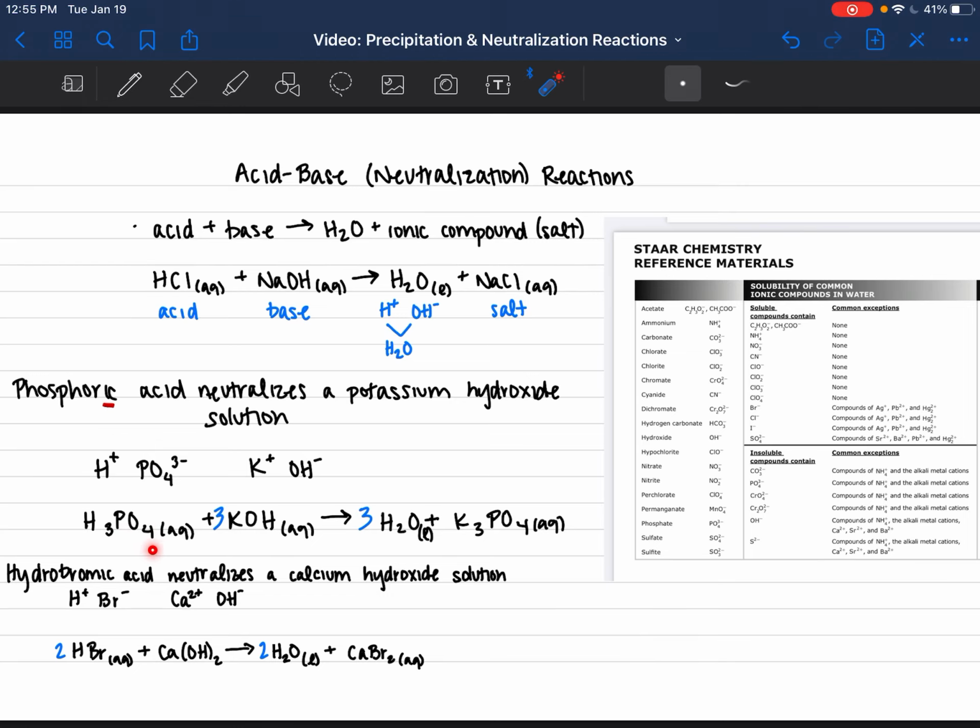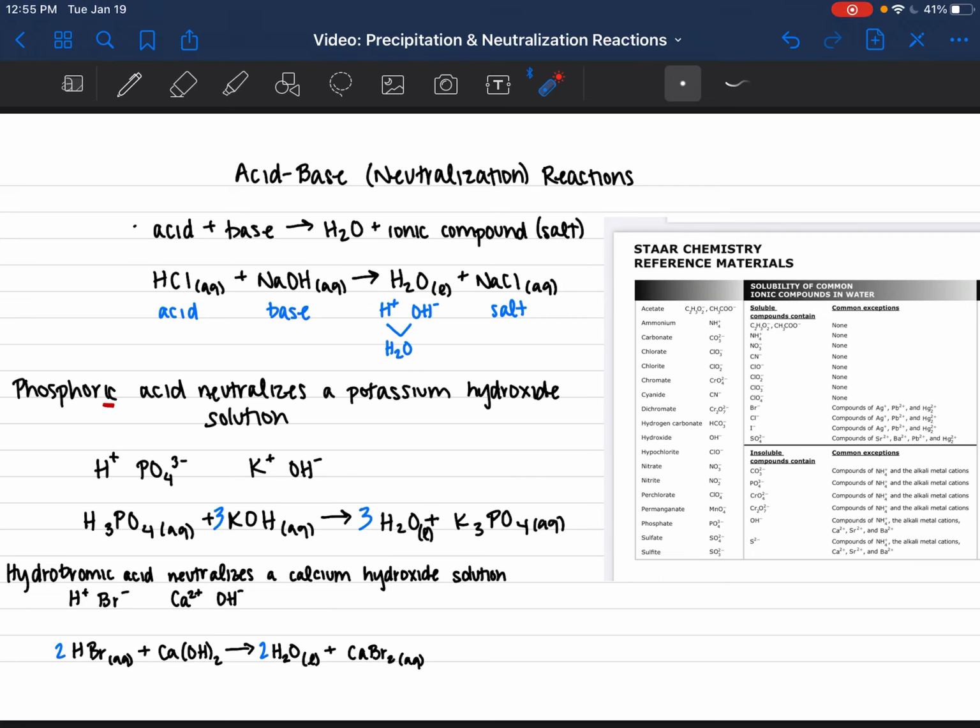So H3PO4 is your phosphoric acid, and it is aqueous. Use the solubility chart. Plus potassium hydroxide, also aqueous. And they react to form water. So this hydrogen here with this hydroxide. And K3PO4. So here's your potassium, here's your phosphate. They will react together. And again, use your solubility chart to figure out the states of matter. And then notice that I added in a couple of coefficients here. This is to balance my chemical equation. So in this one, make sure that you are balancing your chemical equations.